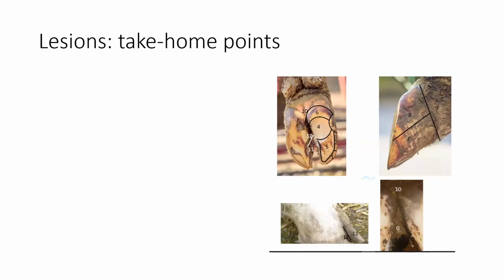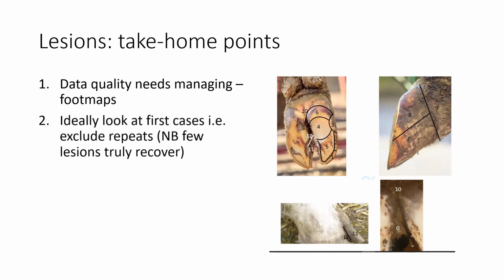So the take-home points when it comes to doing your analysis of lesions causing lameness: data quality needs very careful management in terms of getting that quality control right. Foot maps for me is one of the key ways of doing it, and combining the lesion data with a proactive screening approach using mobility scoring or something similar. And then ideally look at first cases.